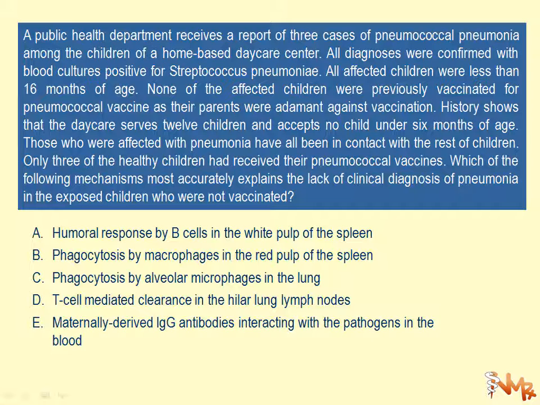Those who were affected with pneumonia have all been in contact with the rest of the children. Only 3 of the healthy children had received their pneumococcal vaccines. Which of the following mechanisms most accurately explains the lack of clinical diagnosis of pneumonia in the exposed children who were not vaccinated? Humoral response by B cells in the white pulp of the spleen, phagocytosis by macrophages in the red pulp of the spleen, phagocytosis by the alveolar macrophages in the lung, T-cell mediated clearance in the hilar lung lymph nodes, or maternally derived IgG antibodies interacting with the pathogens in the blood.